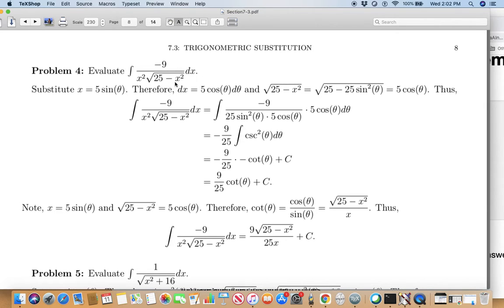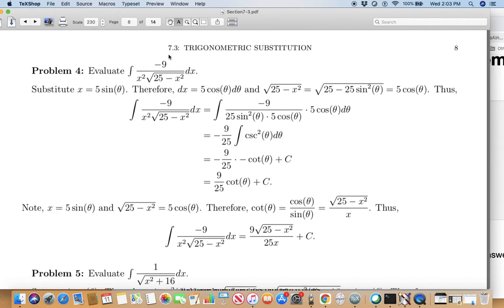What about the square root of 25 minus x squared? That is 25 minus, because x is 5 sine theta, x squared is 25 sine squared theta. 25 is common, 1 minus sine squared is cosine squared. The square root of it all is 5 cosine theta. So the whole point of this is to get hold of cosine theta essentially, right?